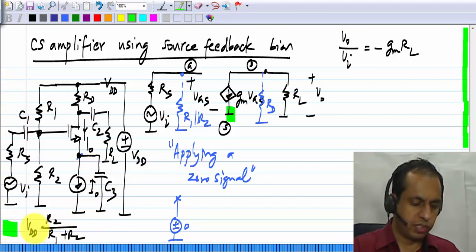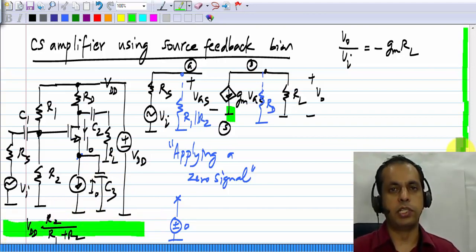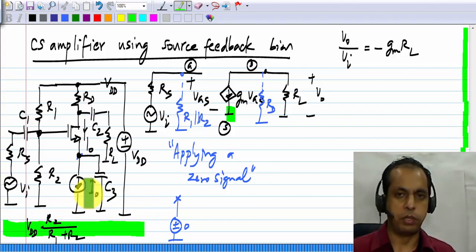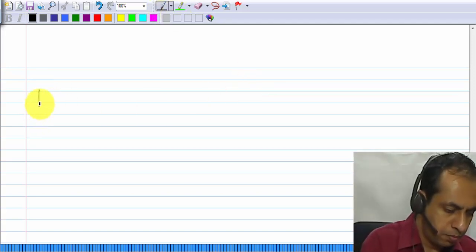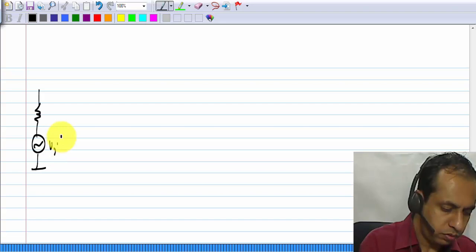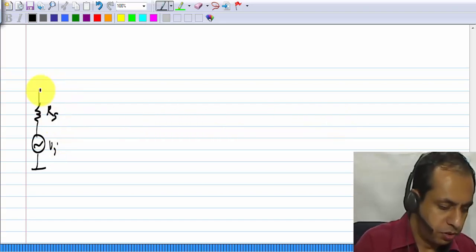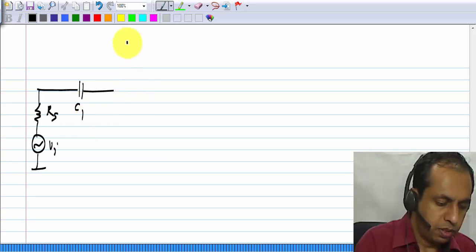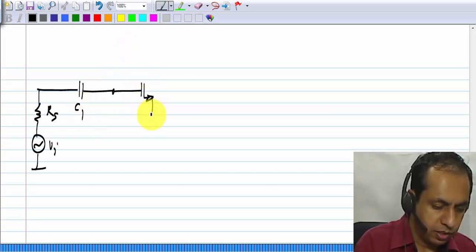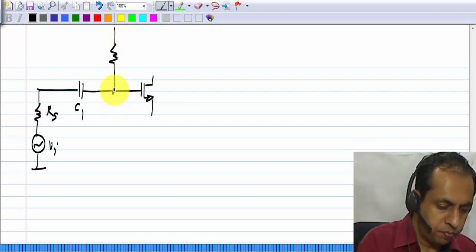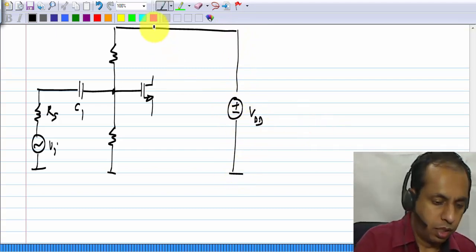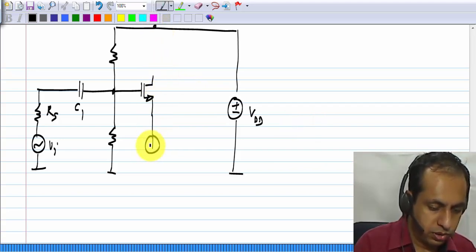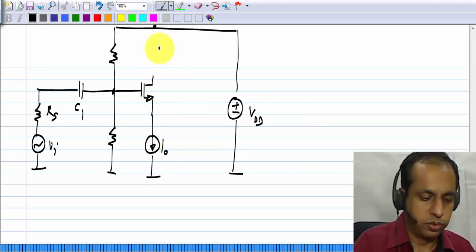So this circuit now is yet another topology of a common source amplifier. It uses source feedback biasing. I will redraw the circuit here. I have the signal source. It's AC coupled to the gate of the transistor and the gate is biased using a resistive divider which is powered from the supply voltage VDD, and the source is biased by connecting a current source to it.